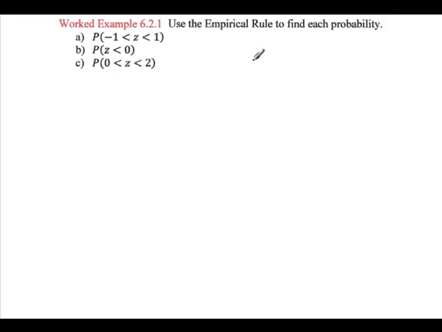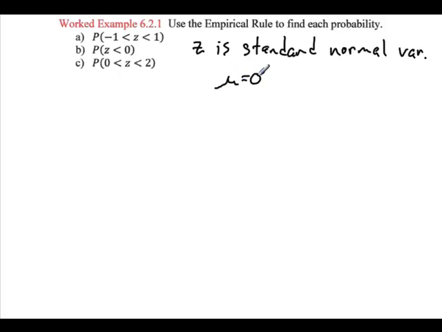Use the empirical rule to find each probability below, which all involve the standard normal variable z. Z is the standard normal variable corresponding to the standard normal curve, and it has the following properties. The mean is equal to 0, and the standard deviation is equal to 1.